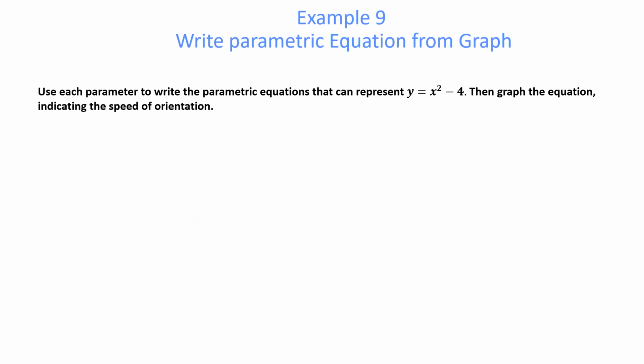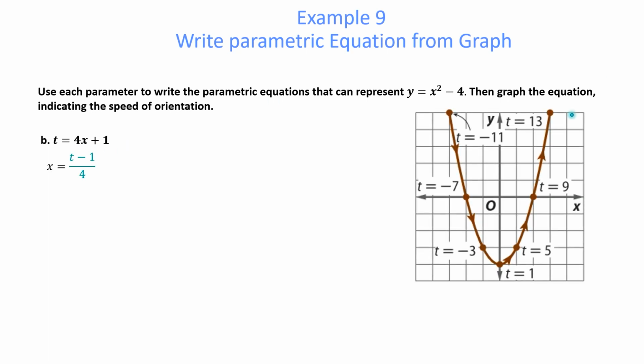Example 9. Write parametric equation from graph. Use each parameter to write the parametric equation that can represent y equals x square minus 4. Then graph the equation indicating the speed of orientation. So we have t equals 4x plus 1. From the equation, we rearrange it to get the value of x. So we get x equals (t minus 1) upon 4.